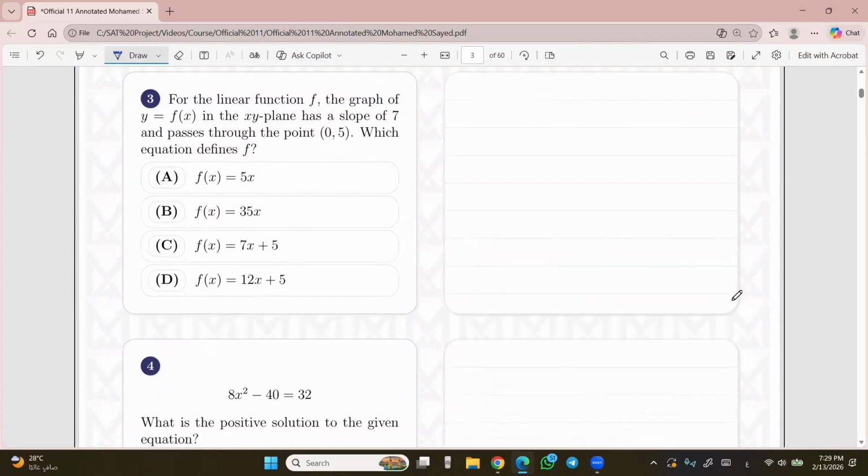Question number 3. For the linear function f, the graph of y is equal to f of x in the xy plane has a slope of 7 and passes through the point 0 and 5. Which equation defines f? Here we can recall the equation in the slope-intercept form, mx plus b, where m is the slope and b is the y-intercept.